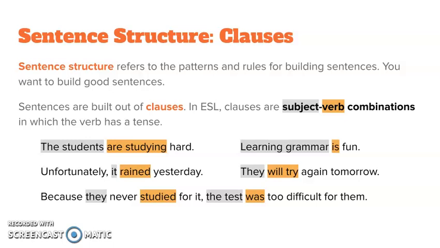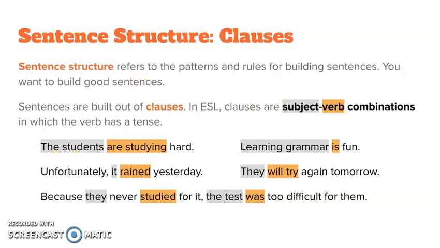So when we're talking about sentence structure, we're talking about how the sentence is built. Obviously, you want to build good sentences. So how do you build sentences? Well, you build them out of clauses, basically. So in ESL, what do we mean by a clause? We mean part of a sentence that has a subject and a verb in it, and that verb has a tense. That's what we mean in ESL. So take a look at a few examples here.